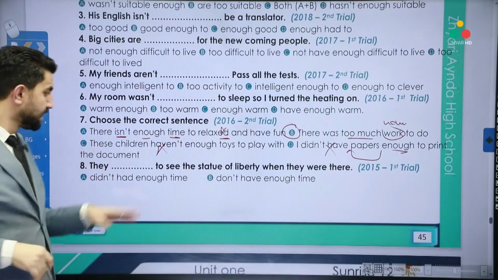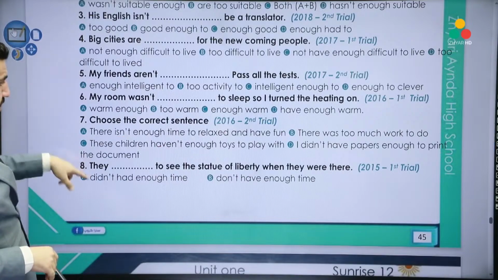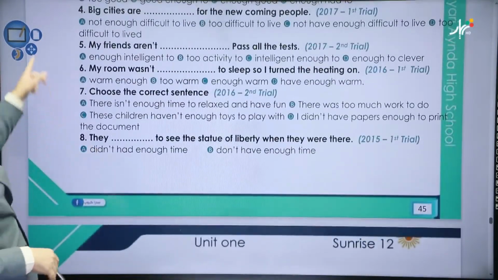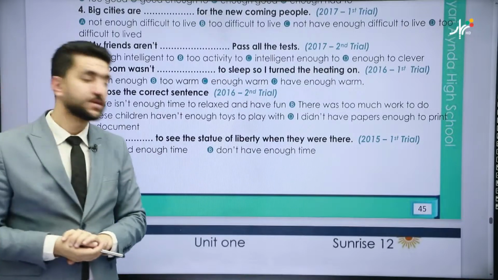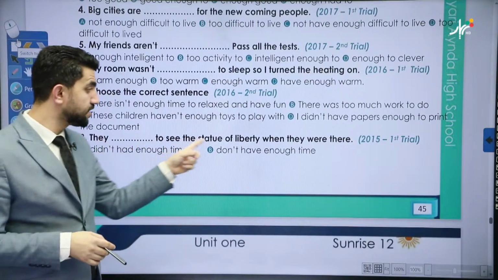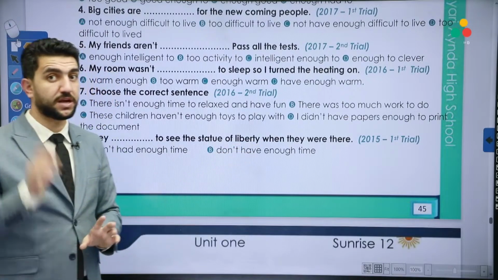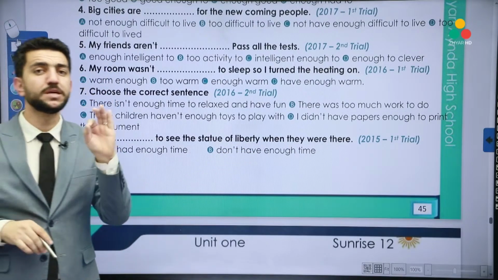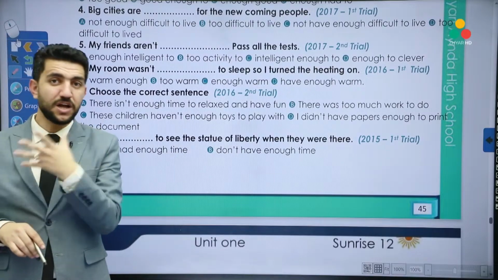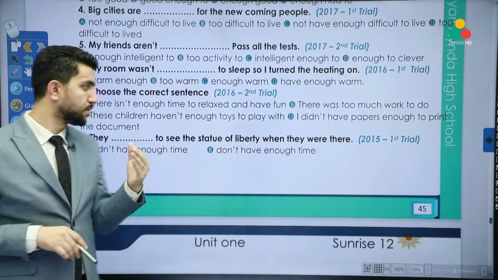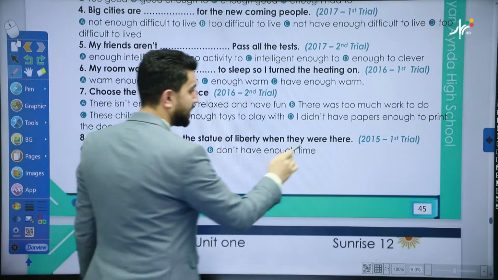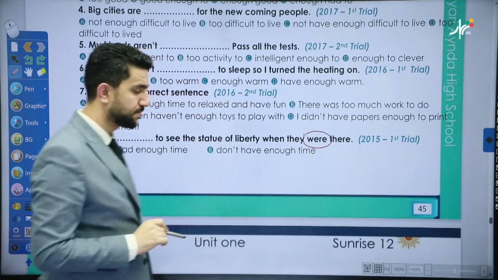The last one, let's take a look. I want you to do it. Do the last one. Yes. Which one do you think is the correct answer here? They to see the Statue of Liberty when they were there. Be careful. Sometimes timing is very important. Sometimes it's not a grammatical error or issue. The problem is with the time. Don't forget, it says when they were there, right?